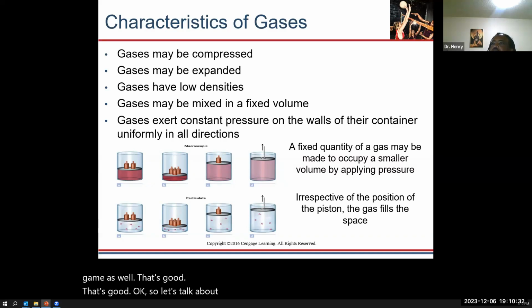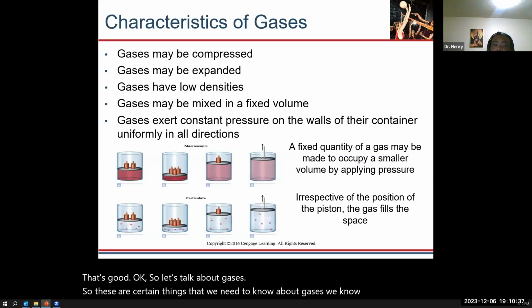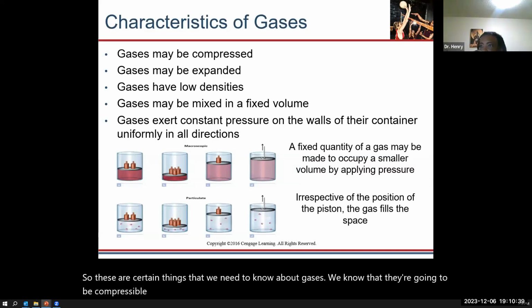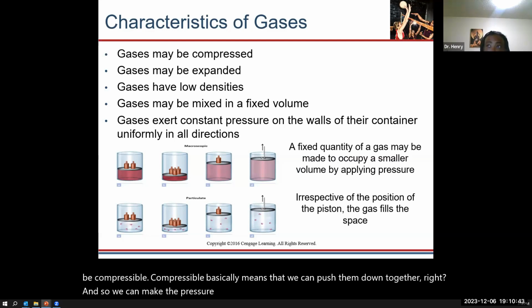So these are certain things that we need to know about gases. We know that they're going to be compressible. Compressible basically means that we can push them down together, right? And so we can make the pressure greater by pushing them down. We can also, gases are expandable, right? So then they can expand things as well.